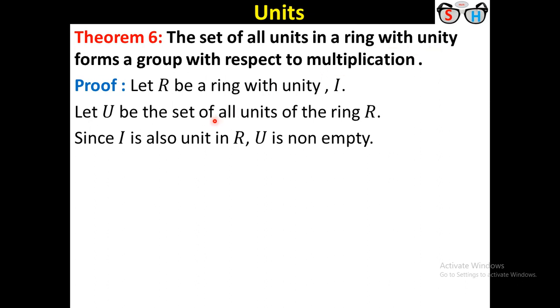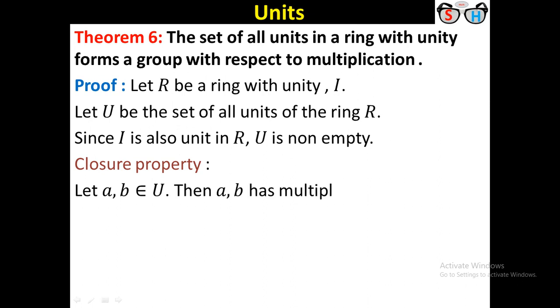For that purpose we have to prove 4 conditions. At first U is non-empty, but you have to show 4 conditions. The conditions are closure property, associative property, identity property, and inverse property. Now we prove all the conditions. At first we have to prove closure property. For that purpose we have to take 2 elements. Suppose A and B are 2 elements in U, then A and B have multiplicative inverses in R. Closure property means for all A, B in U, A dot B is in U.